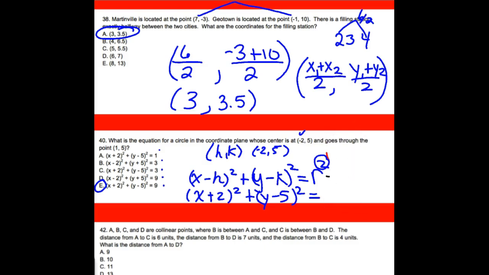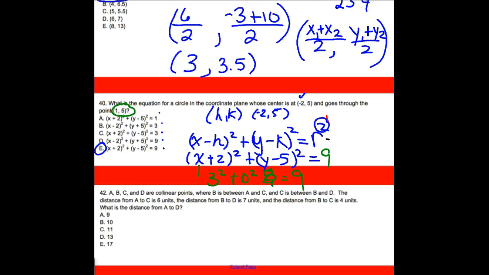Suppose you didn't draw a sketch and you were just working quickly. When they tell you that (1, 5) is on the circle, it means it works in its equation. So you could also put a 1 in for x, a 5 in for y, and you get 1 plus 2 is 3 squared plus 0 squared, which equals 9. And that would tell you that you have to have a 9 right here as well. So either method will work.